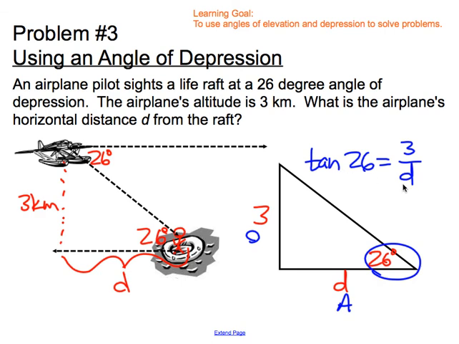So again, the tangent of 26 and the d change locations. So we have d equals 3 divided by the tangent of 26 degrees. And so plugging this into our calculator, we find that the plane is a little over 6 kilometers from the raft. The plane is about 6.15 kilometers.